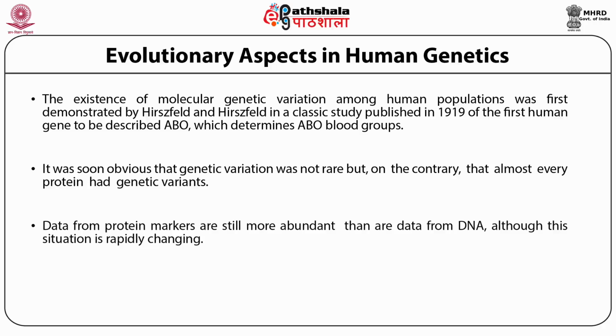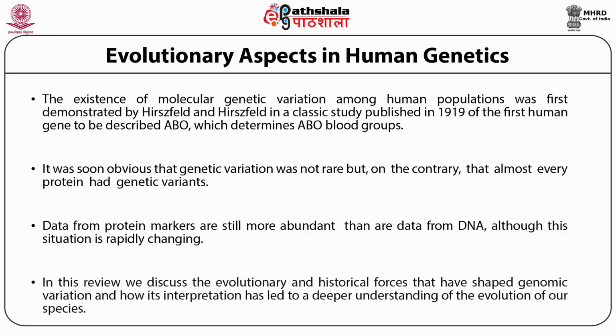Data from protein markers are still more abundant than data from DNA, although this situation is rapidly changing. Nonetheless, molecular genetic markers have provided previously unavailable resolution into questions of human evolution, migration, and the historical relationship of separated human populations. In this review, we will discuss the evolutionary and historical forces that have shaped genomic variation and how its interpretation has led to a deeper understanding of the evolution of our species.